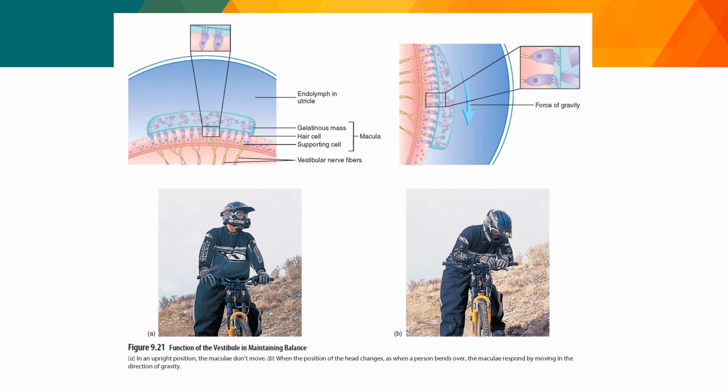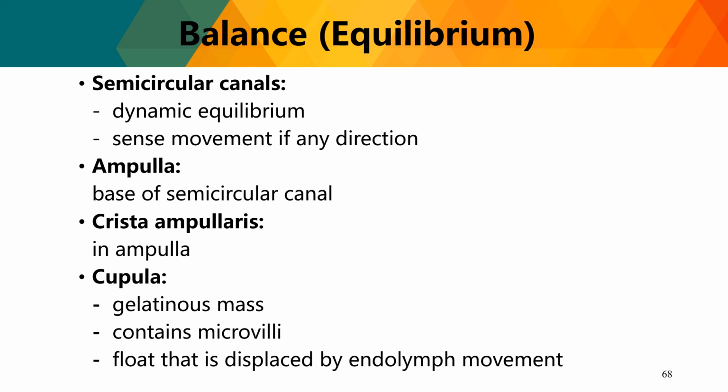Okay. So semicircular canals are also responsible for balance and equilibrium. It is for dynamic equilibrium. It senses movement from any direction. You also have the ampulla. It is the base of the semicircular canal. You will also see the crista ampullaris, which is part of the ampulla, and then the cupula, which is a gelatinous mass. It contains microvilli and floats, and is displaced by endolymph movement.